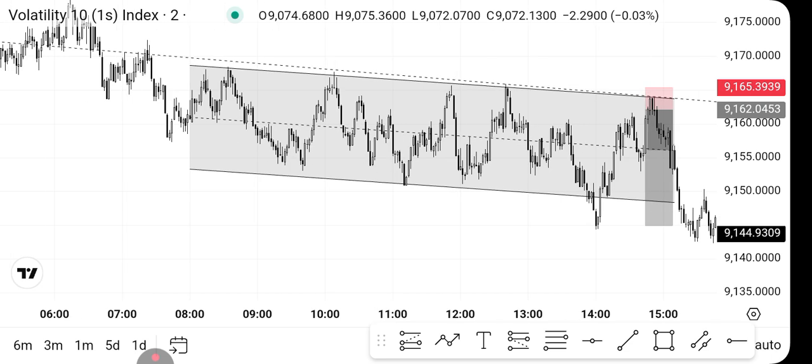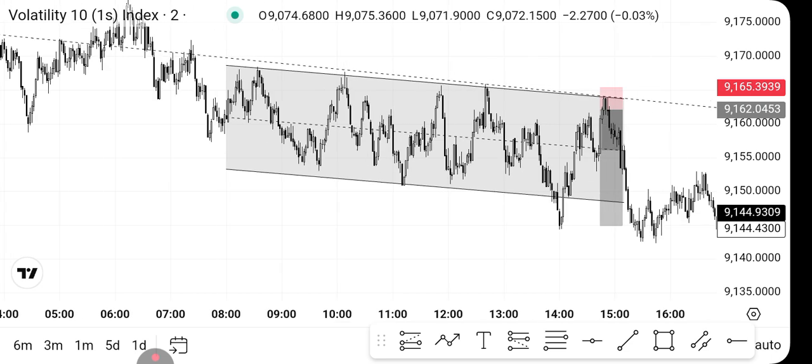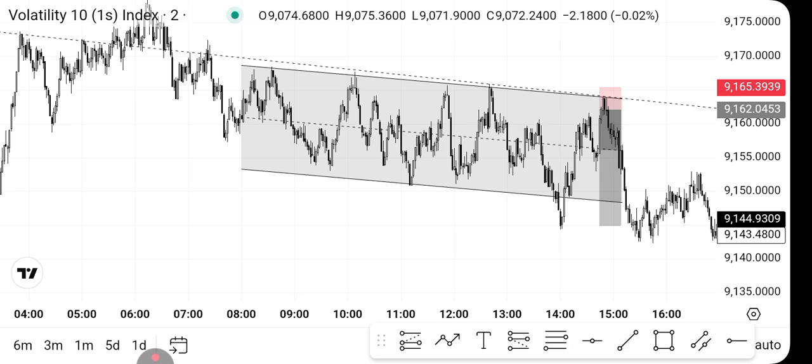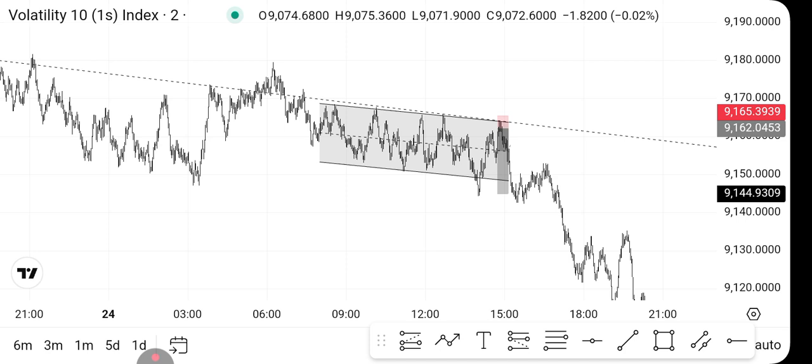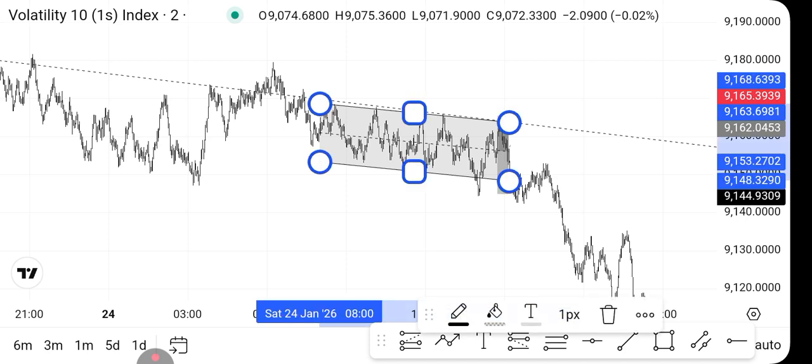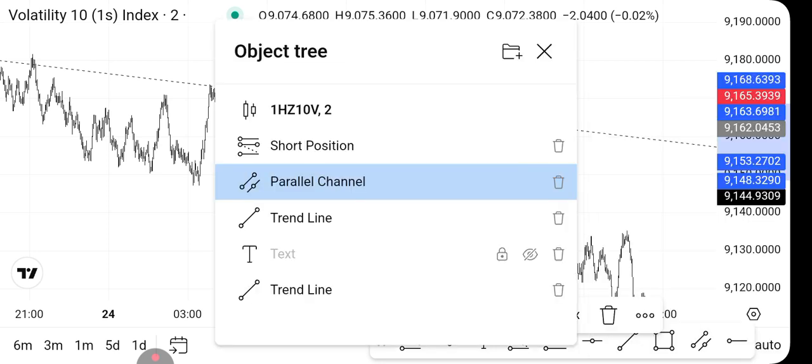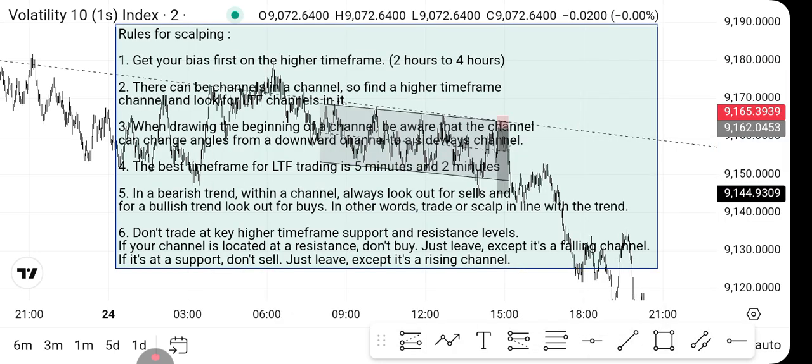So we'll also check for other examples. But basically, make sure you are selling and you're not buying in a bearish trend, right? Okay. So what's next? We have number 6. Okay, we're done.